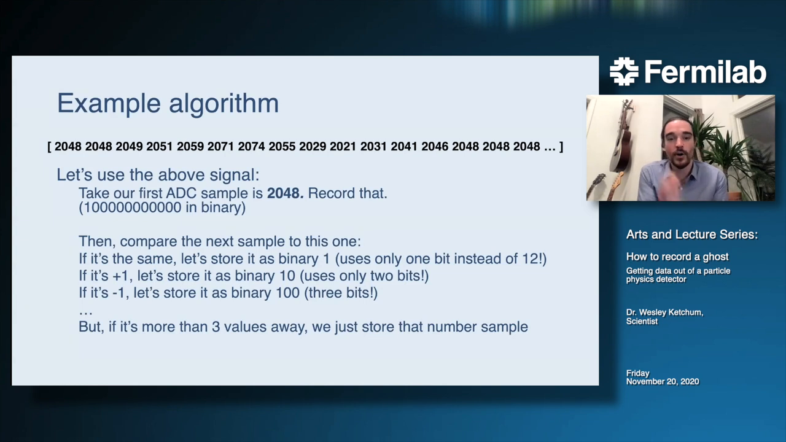What that 1 means isn't that the potential is exactly one. We're creating a code: when you see a 1 in the code, it means the sample is the same as the previous sample. If the sample is greater than the previous sample, we can create a code for that too and use binary 10, so two bits to encode a difference of plus one. And we can use three bits, 100, to encode a difference of minus one. This is called a sort of Huffman coding scheme, and we can do this for all the different differences as we move along. But when we get to more than three values away, it isn't efficient to store all of these differences, so we just store that sample value again.